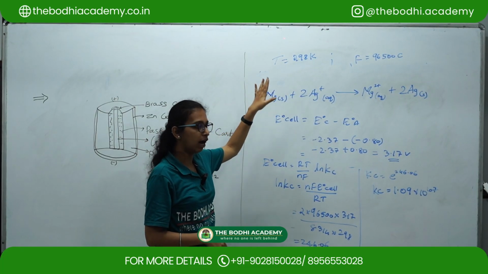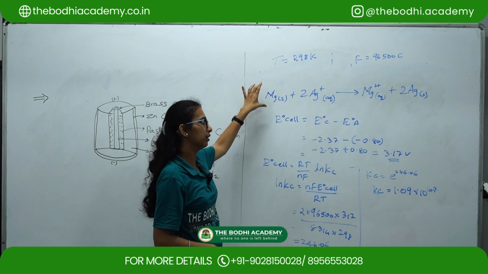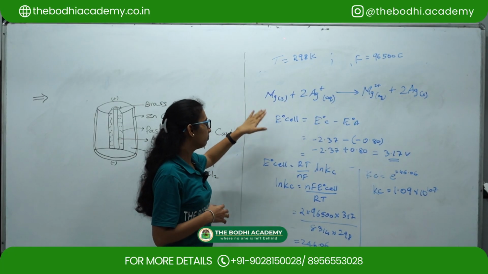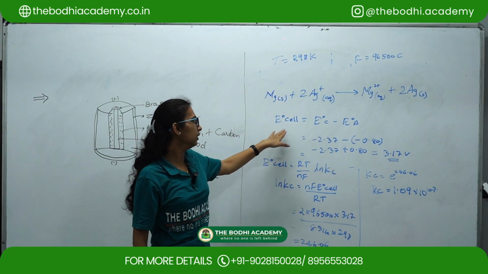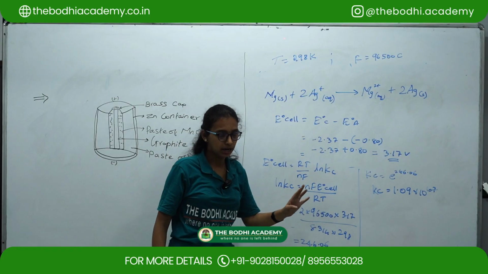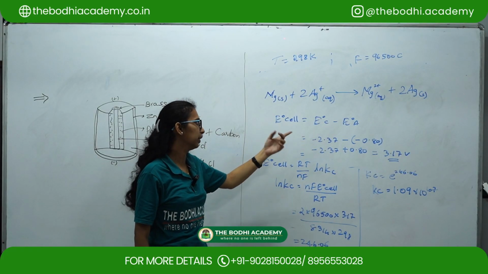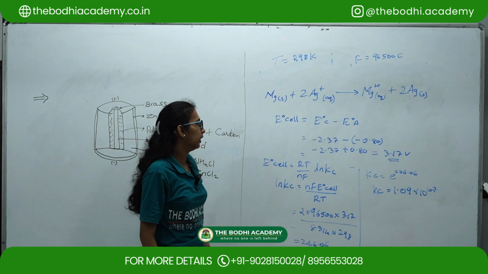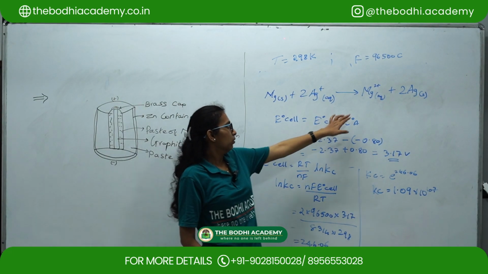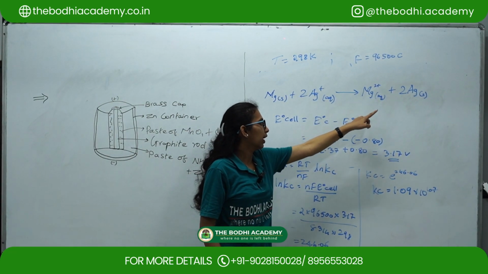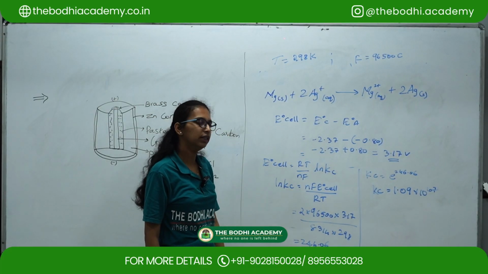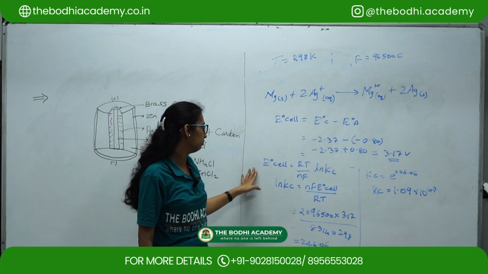I have not shown the half cell reactions because it is the same as the previous problems. So this is the overall reaction. E naught cell equals E naught of cathode minus E naught of anode. E naught cell you have to calculate. Cathode and anode values have already been given for Mg and Ag. This is your anode, which is undergoing oxidation. This is your cathode, which is undergoing reduction. So you will get 3.17 volt, same as the previous one.